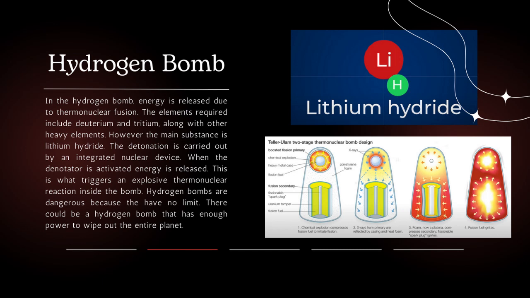The process is shown in the image here. First, a chemical explosion compresses fission fuel to initiate fission. Second, X-rays from the primary are reflected, causing heat and foam. Third, the foam, now plasma, compresses the secondary, and the fissionable spark plug ignites. And then fourth, the fusion fuel ignites.